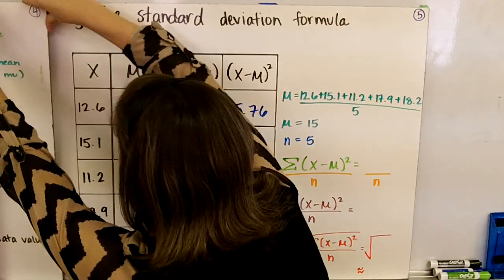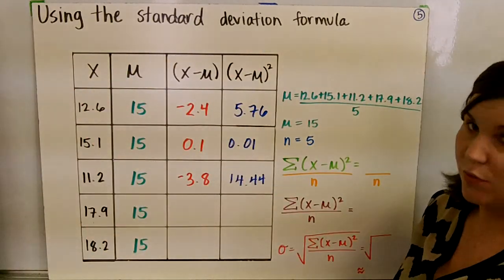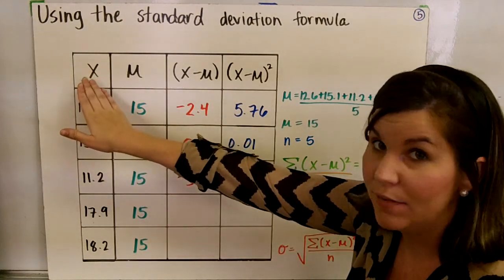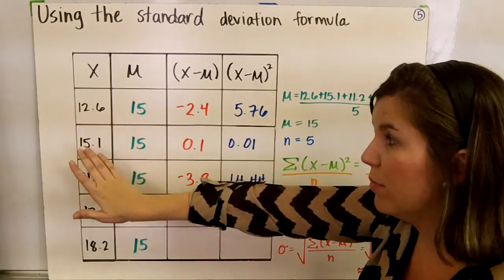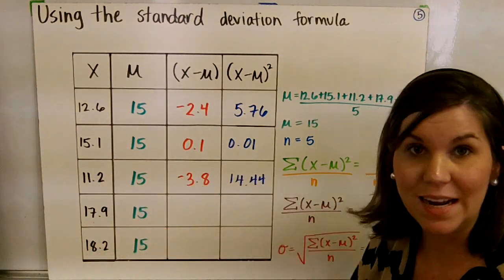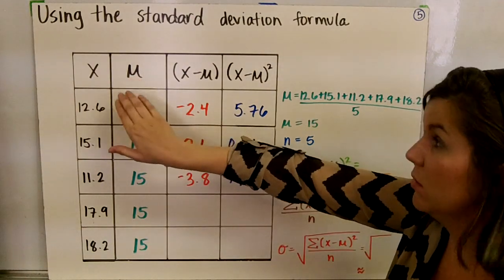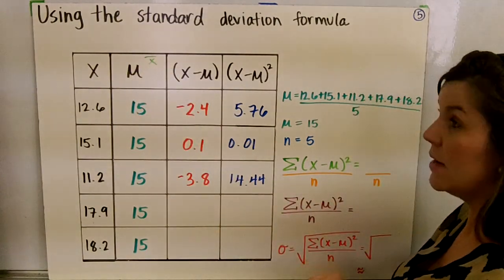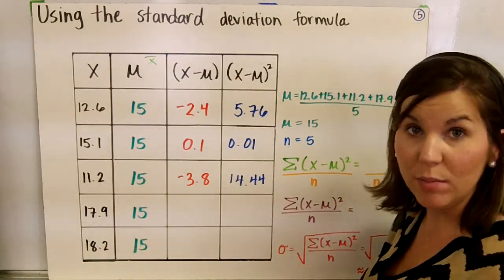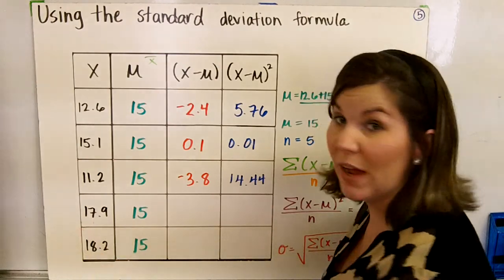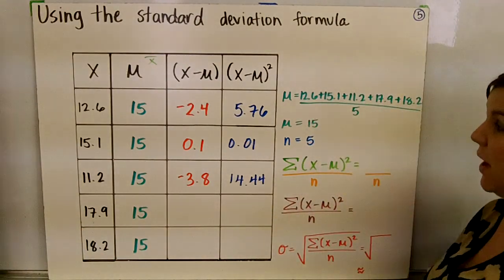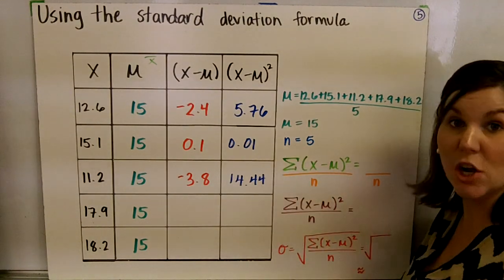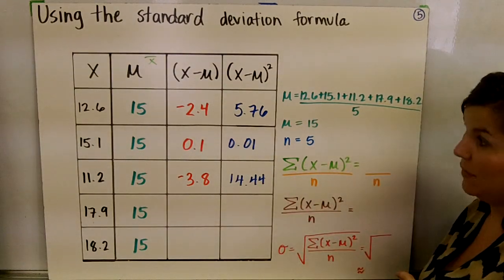All right, now an example using the standard deviation formula. So the best form is to put it into a chart. So we have X, these are our data values, and these could be in a list: 12.6, 15.1, 11.2, 17.9, and 18.2. Our mean, so mu, or sometimes you'll see, again, X bar. Now, to find the mean, you take your data values, you add them together, and you divide by the number of data values. So there are 5 values here. Add these together, divide by 5, and you get 15. 75 divided by 5 is 15. Now, N is the total number of values, 5. That's why we divided by 5 here.